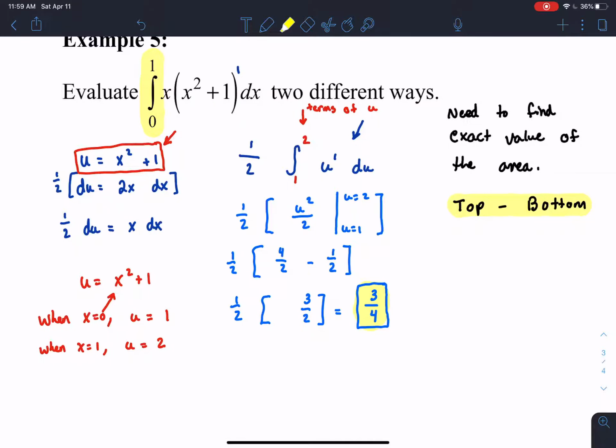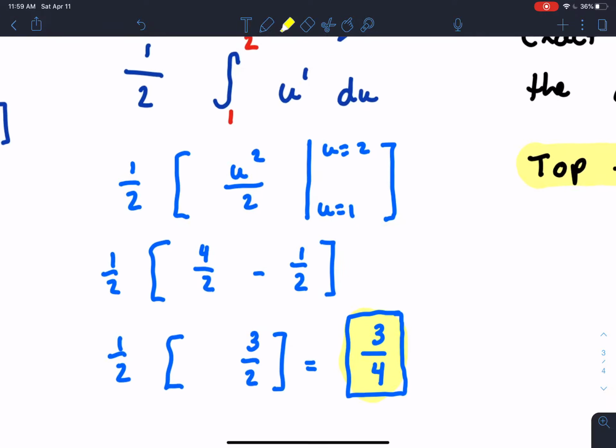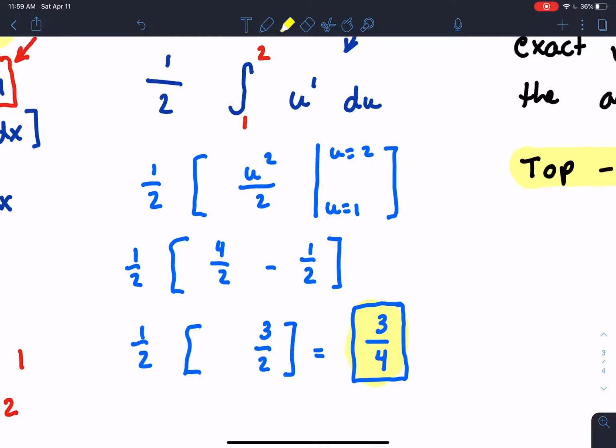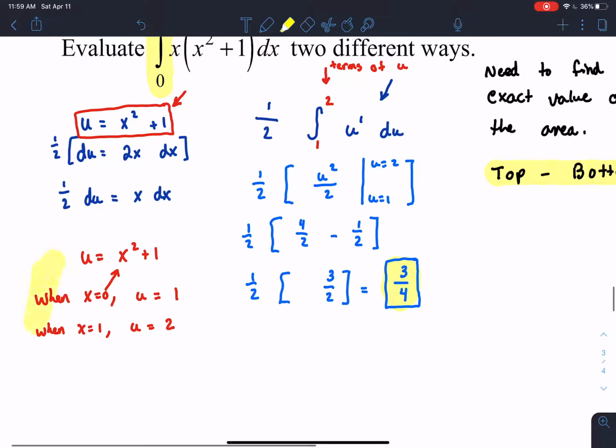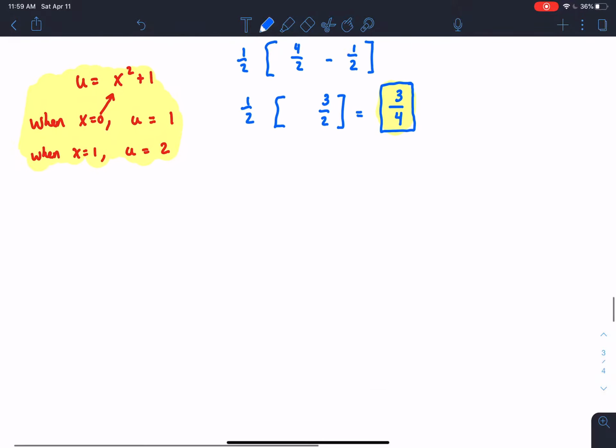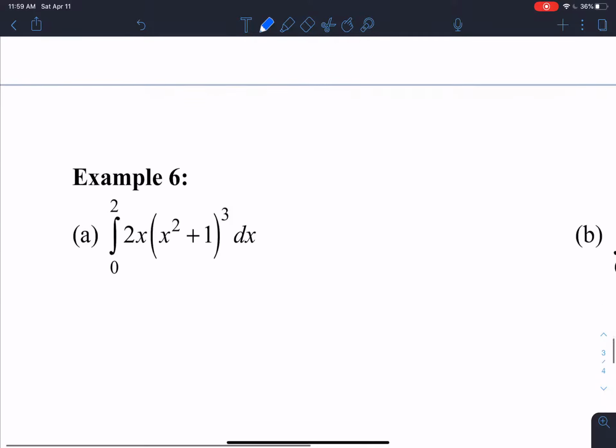All right, so when you do the definite integral part, you don't need to plug what u is back in. Okay, you can keep it in terms of u if you've changed your limits. Okay, so you need to do this part first, so that you can change your problem up a little bit and get the exact answer. Okay, so we're going to move down to number 6 now.